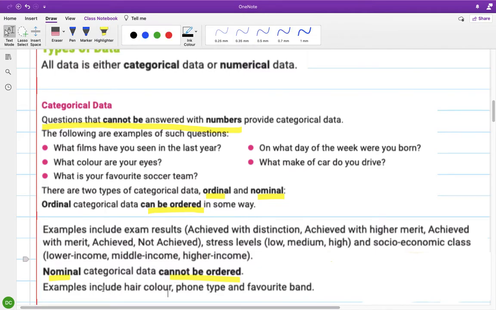cannot be ordered. Okay, so some of the ones from above, what colour are your eyes? So if I sent a group of you off to ask the first years, what colour are your eyes? One group might come back and you'll have the brown-eyed people first and then the green-eyed people and then the blue-eyed people. And then another group will come back and you'd have put the blue-eyed people first and the green-eyed people. And so there's nothing to say what should go first, what data should be gathered first in that case, whether you start with the blue-eyed people or you start with the brown-eyed people. There's no obvious order. If there's no obvious order, then it's nominal categorical data.